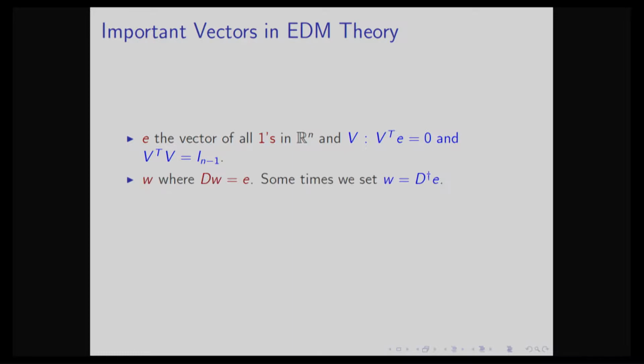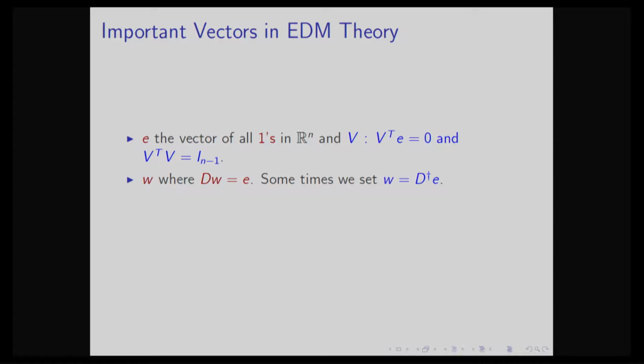The second vector is vector w, which satisfies Dw equals e. Now, for that to be true, e must be in the column space of D, and that's true. We're going to prove that. Now, as I define w here, w is not unique because you can always add a vector from the null space of D, and that's still going to be a w. But for all the results I'm going to present, it doesn't matter which w you pick. It's going to be invariant for that.